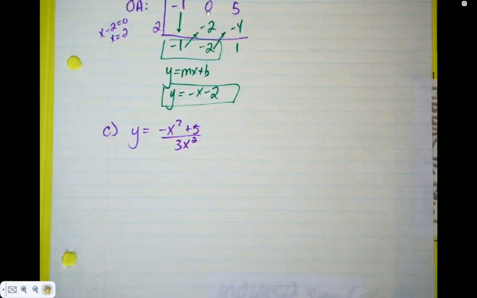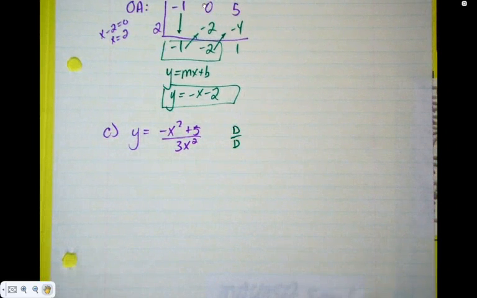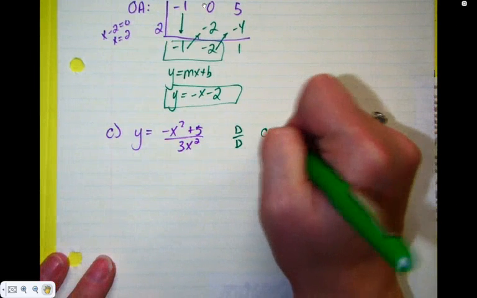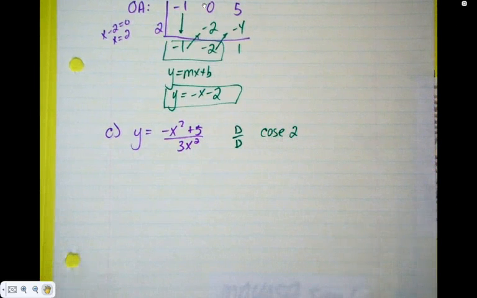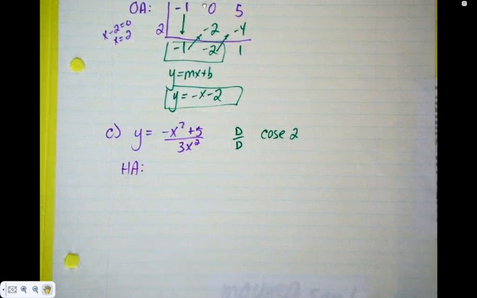Letter C, negative x squared plus 5 over 3x squared. What's the degree on the top? What's the degree on the bottom? So we call this degree over degree. Case 1, 2, or 3. And again, you don't need to write that down. That's just thought process to figure it out. What it tells us, there's an oblique or a horizontal asymptote. It's just not at 0, it's somewhere else. Where it is, it's what's called the leading coefficients of top and bottom.